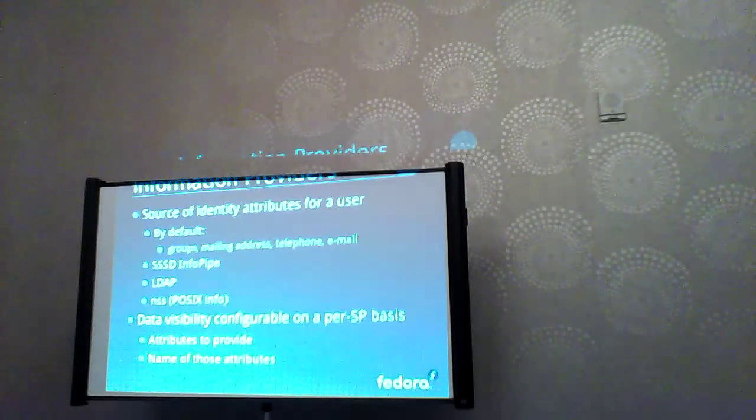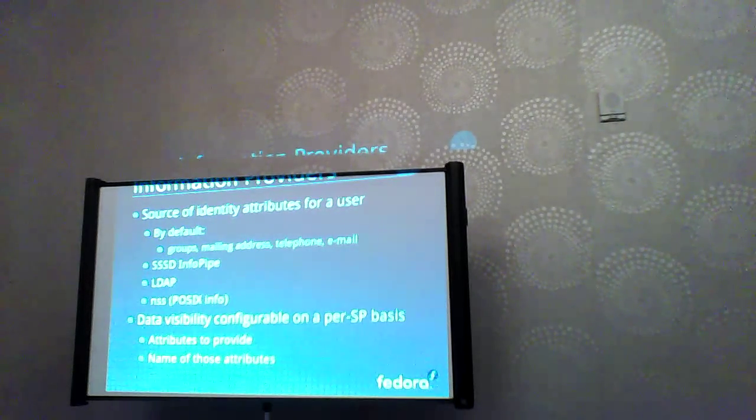And then information providers, this is where we get the attributes to fill in the information about you. By default, the things available are like the groups you're in, mailing lists you have, things like that. We can get the data over SSSD, its InfoPipe, which is a D-Bus interface. If you have FreeIPA, then anything in FreeIPA is available as an attribute in SAML or OpenID. You can also get data via LDAP, which is almost the same thing as SSSD. It's just a little more complex to set up, and you need extra identities. Or you can just get rid of NSS, but you get your gotchas.